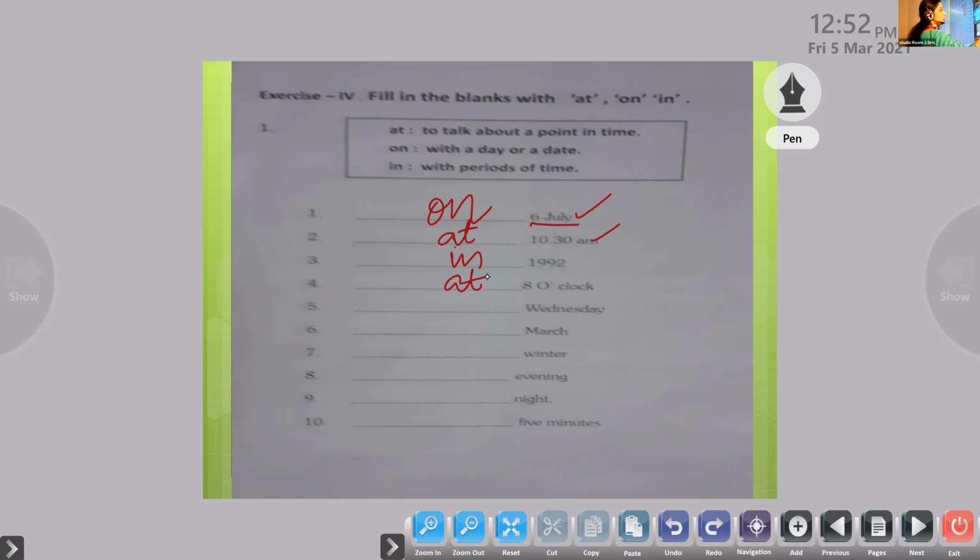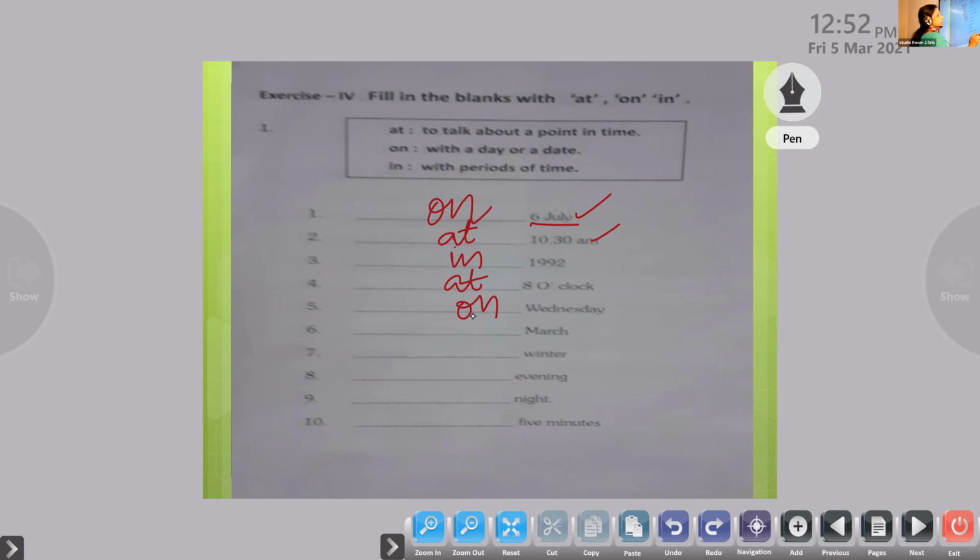Srived, come on, Srived. Do the next one. Wednesday. So? On. Yes, it is a day, so it is on. Very good. Vaiga, come on, Vaiga. Do the next one. March. Yes, March. Yes, it is March, so it is in.